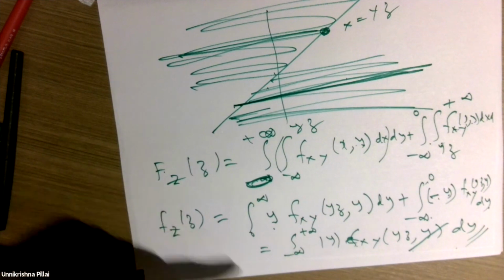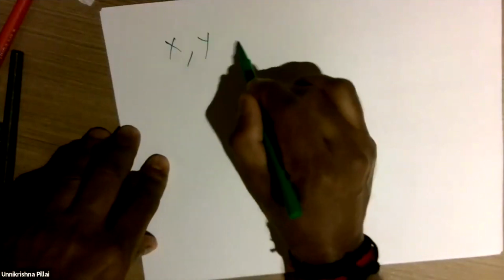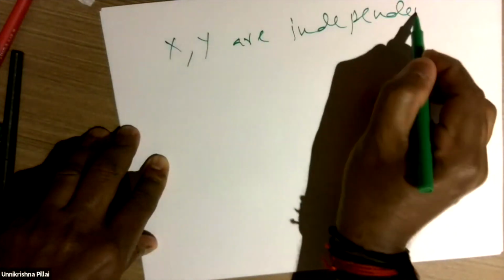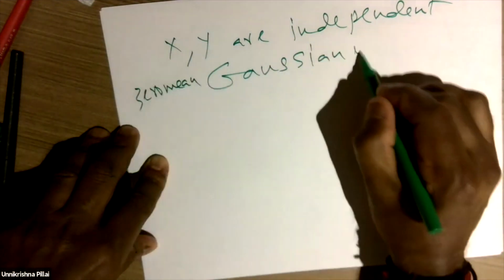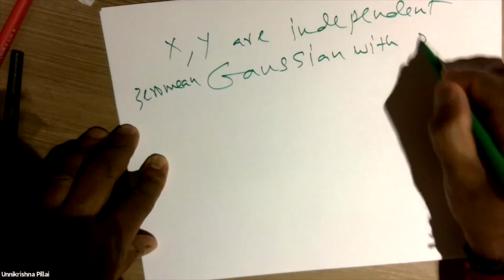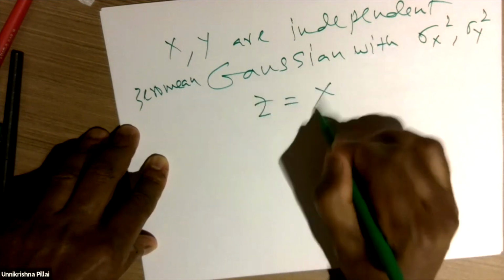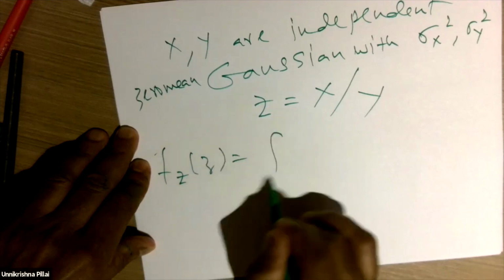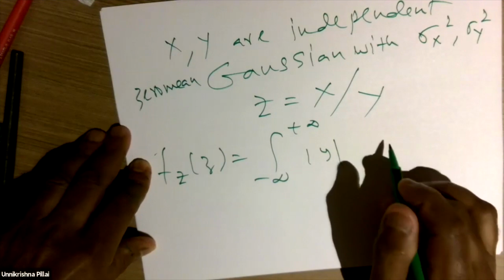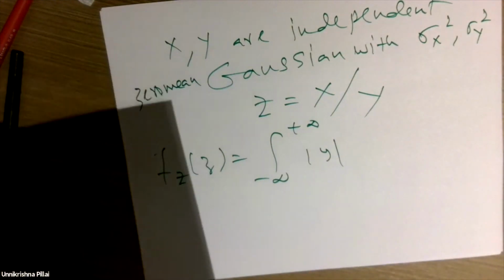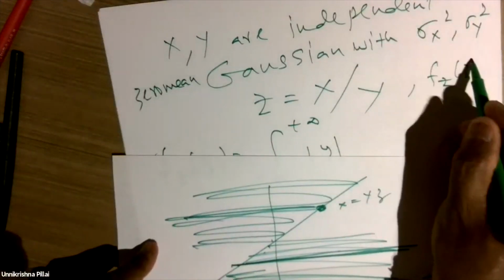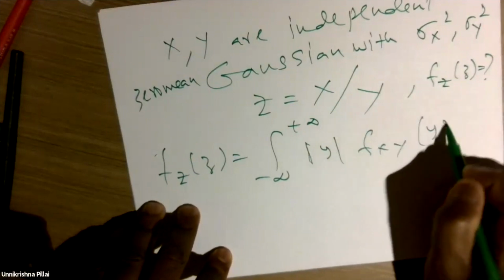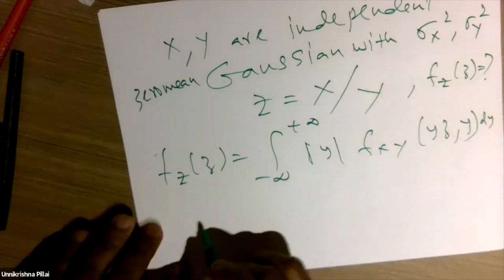So before I complete this, let me just continue the same problem. Let's say x and y are independent zero mean Gaussian with variances sigma x squared and sigma y squared. So the question is, what is the density function of the ratio of two Gaussian random variables? So I'm going to use this last formula. I'll copy the formula here. We have fxy, yz, comma y, dy.